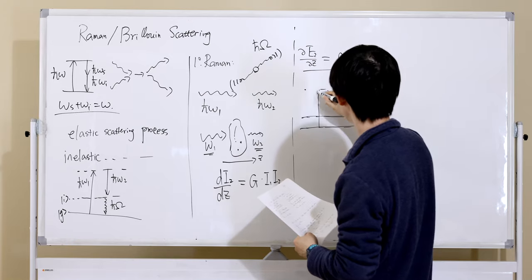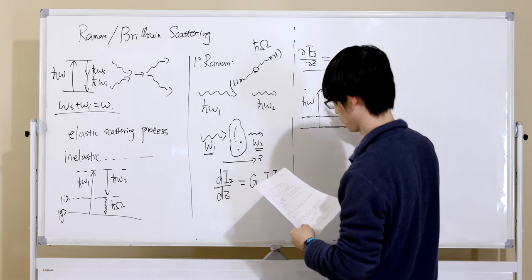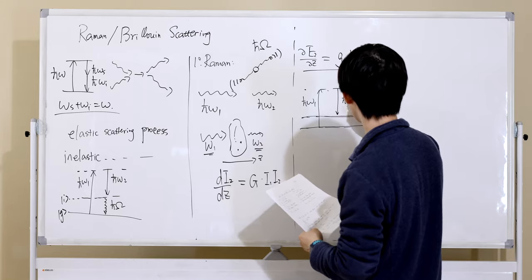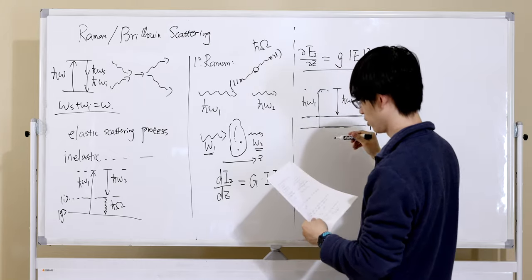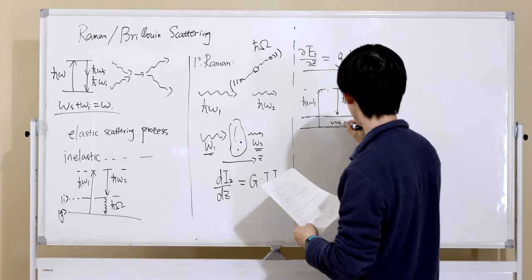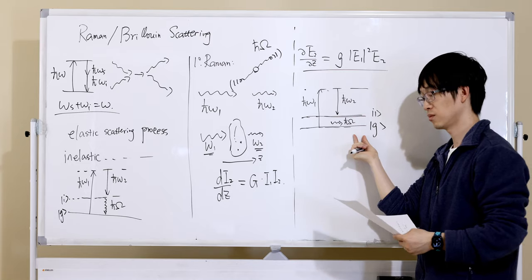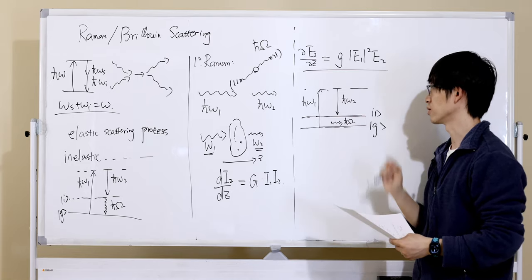And then you absorb light, and then the light comes down here, ħω2. So that promotes your molecule state from the ground state to the excited state.